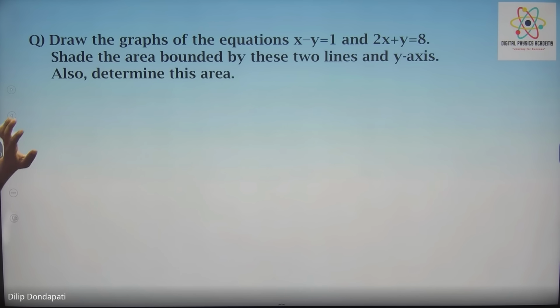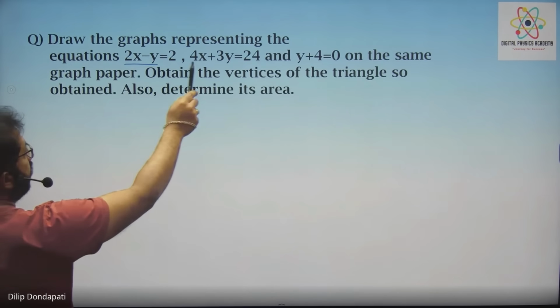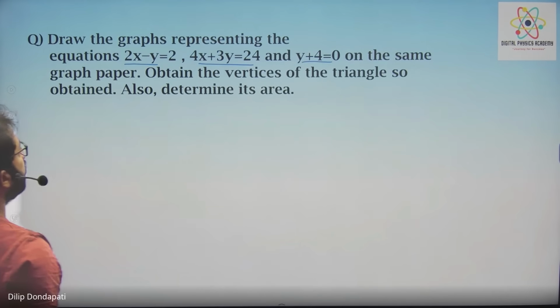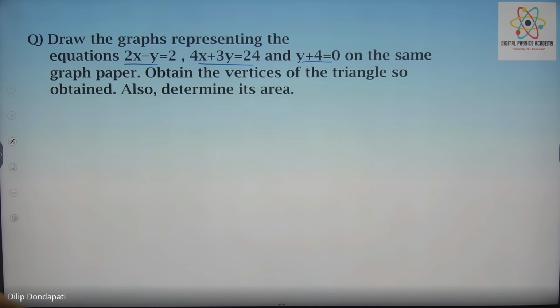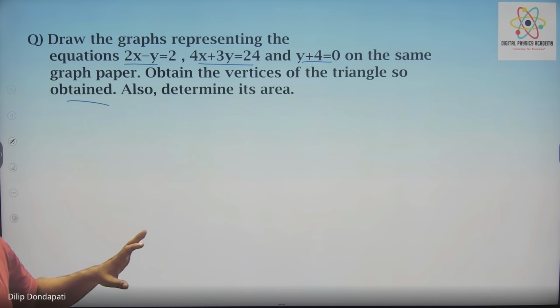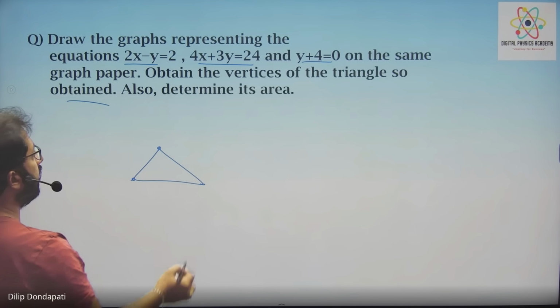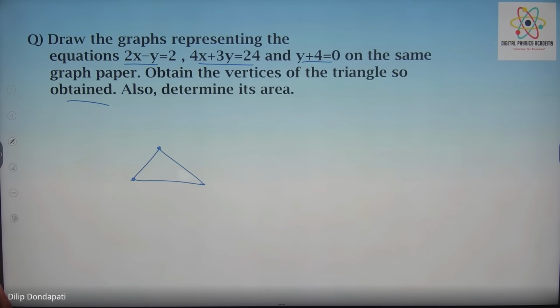Okay. Next question. He has given us 3 graphs, this one, this one, this one. On the same graph paper we have to draw. Obtain the vertices of a triangle. Some triangle you will get. We need its vertices. Vertices means you know, right? We need the coordinates of this one, this one, this one, and determine the area. Simple.